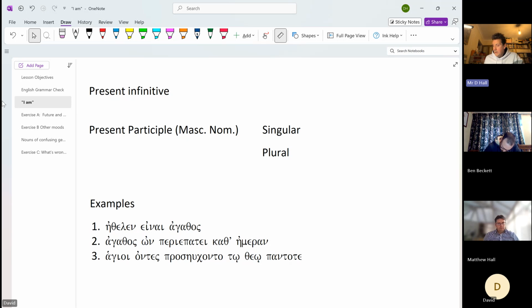So again, there's an infinitive, so to be, which we'll use in exactly the same way that we would expect. To be is eine, on the right page. So we just have the present infinitive, eine, which means to be, and then the two participles that we'll just concern ourselves with at the moment. So just a masculine nominative, singular and plural. So we've got on and ontes.